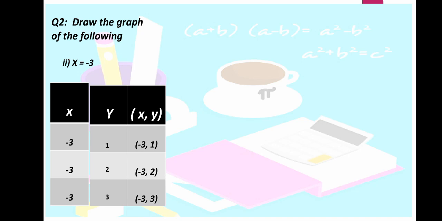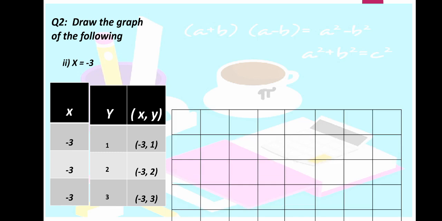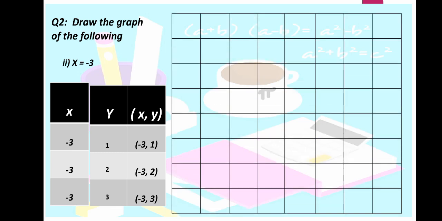Ordered pair of first row is (-3, 1), second row is (-3, 2), and third row is (-3, 3). For making a graph, draw a horizontal line for the x-axis and a vertical line for the y-axis.